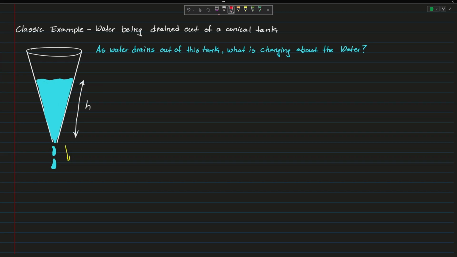Other things that change are the radius of this water, right? As water drips out, the radius is going to get smaller and the height's going to get smaller. Both of those things are going to be related to the change in the volume of the water. So how do we put that all together?